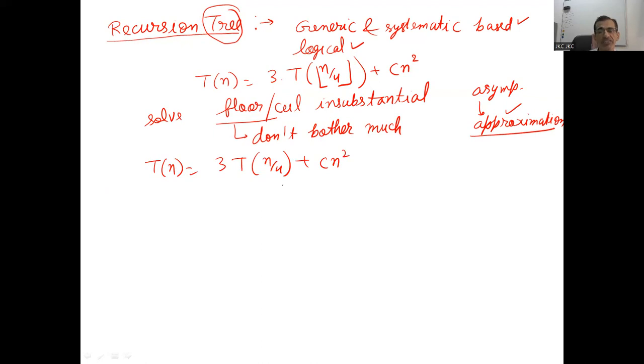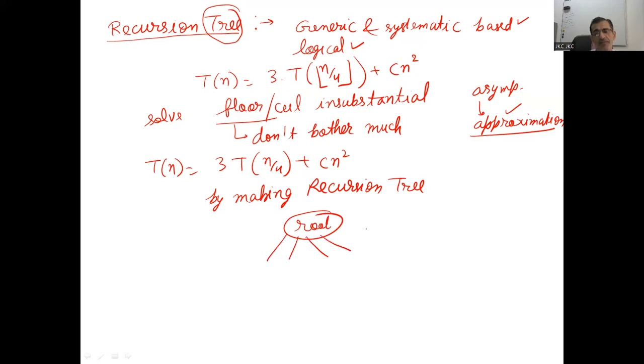Now, I will solve this by making a recursion tree. By making a recursion tree, I will always mean that it will have a root and some children. Children will effectively be the recursive calls with reduced size, obviously. Like in this case, here I have 3 recursive calls, each with the size n by 4.